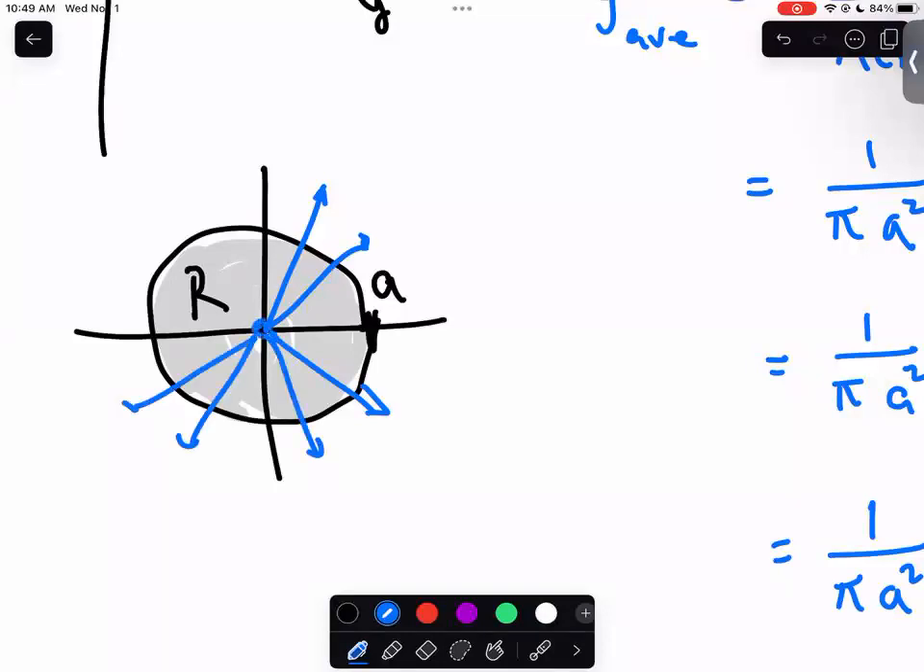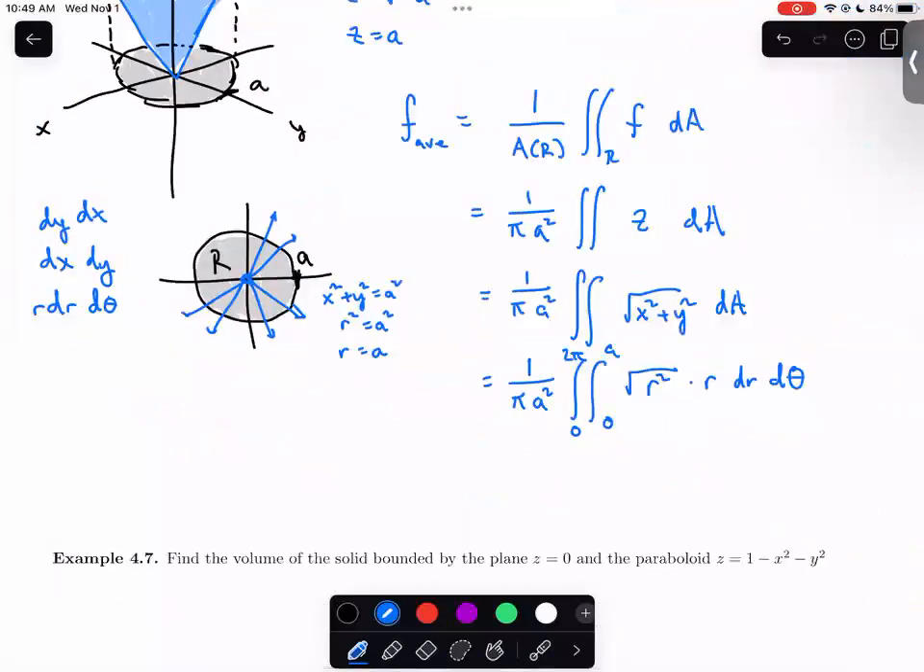I would enter through r equals 0. As soon as I take the tiniest step off of the origin, I am in my region. And I exit through x squared plus y squared is equal to a squared, that outer circle there, which is of course equivalent to r equals a. It's a circle of radius a, right? That r literally stands for radius. All right, so now we have the setup.